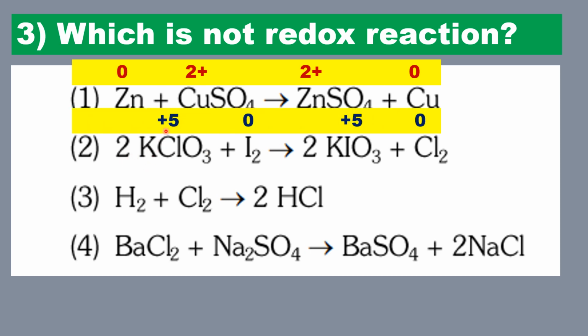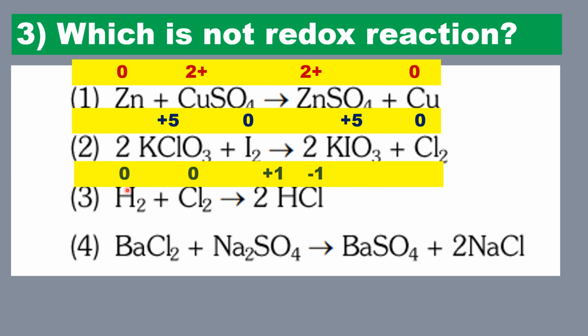Next, you see chlorine. Chlorine is in the plus 5 oxidation state, because x minus 6 equal to minus 1, that is x equal to plus 5. Iodine is in 0 oxidation state, in any molecular gaseous form, 0 oxidation state. In KI3, similarly, Cl is plus 5. And chlorine gas is 0, so chlorine is reduced, iodine is oxidized. So it is also a redox reaction.